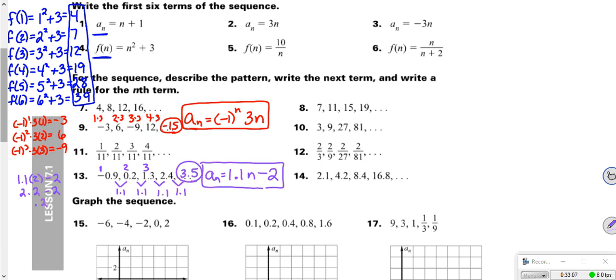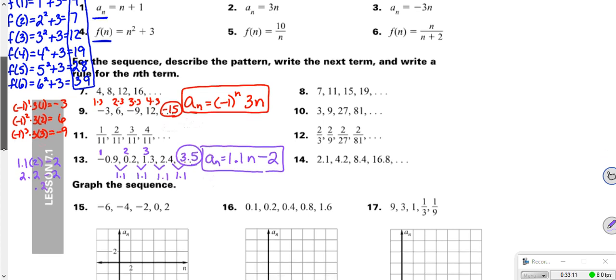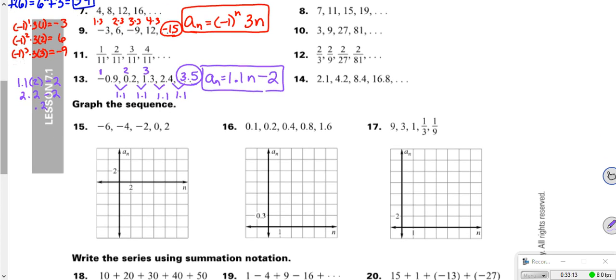All right. I hope that helps. Now, the next part, graph the sequence. Think of this in terms of ordered pairs. So this, remember, came from a domain of 1. This number came from a domain of 2. This one from 3, this one from 4, this one from 5.